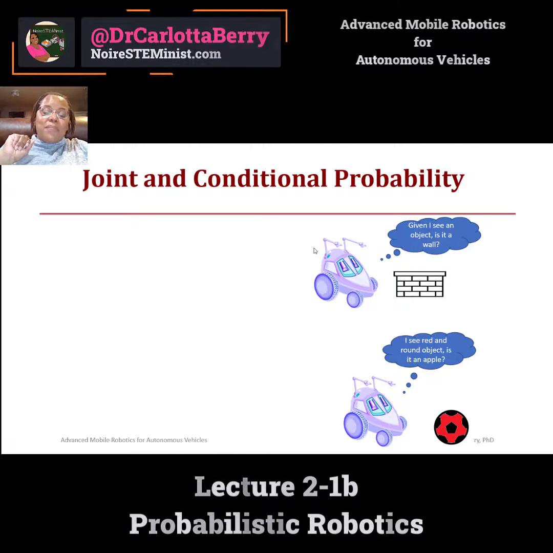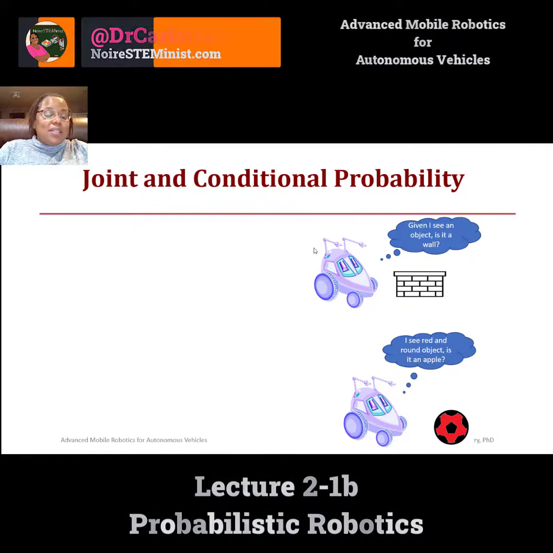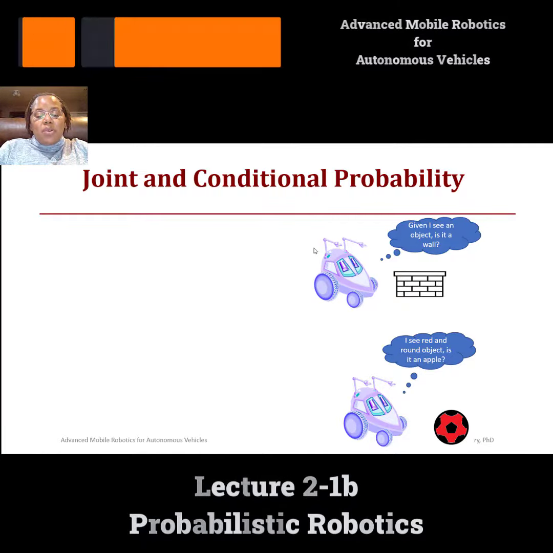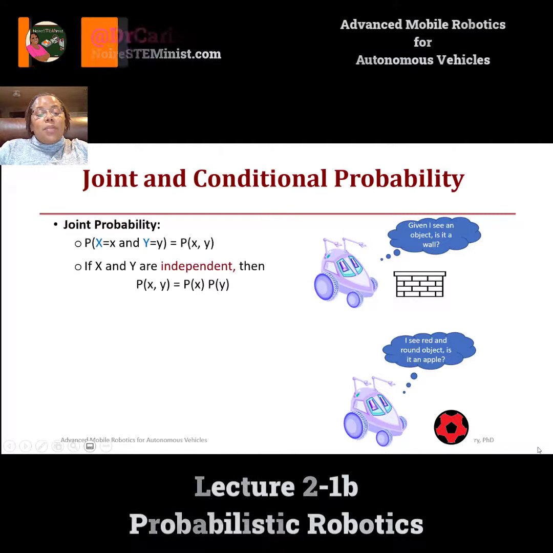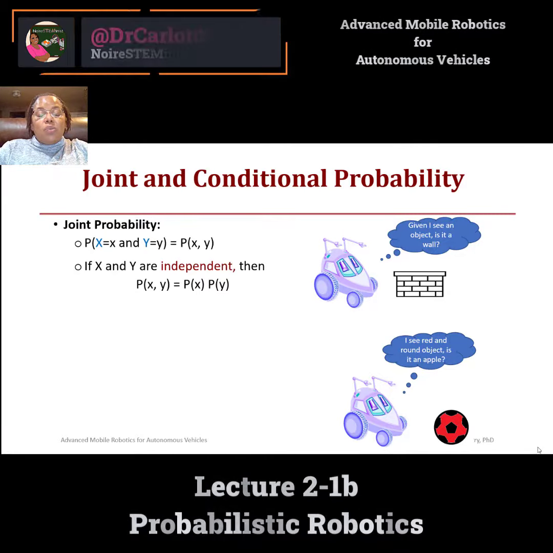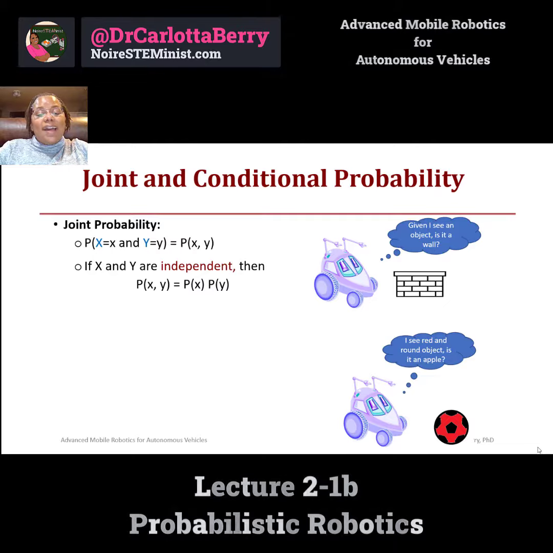So hello and welcome back. In our study of probabilistic robotics, we obviously have to also study probability. So some key points that are going to become more important later are joint and conditional probability. Joint probability is stated as the probability that x equals x and y equals y, or the probability of xy.